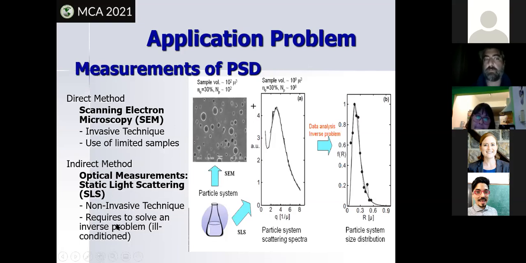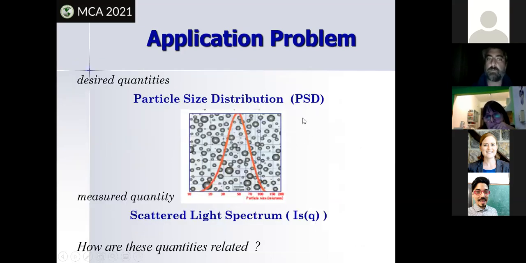And the indirect method, in this case the SLS, you have to solve an inverse problem, which is ill-conditioned. Just to take a look, we have a micrograph from SEM, and we have a scattering spectrum in the case of SLS, which is a function of the scattering vector Q. So here is a plus. We try to combine these, and from some data analysis and inverse problem, we want to recover a particle size distribution. So we decide the particle size distribution, and we measure the scattered light spectrum. We need to relate them through a model.